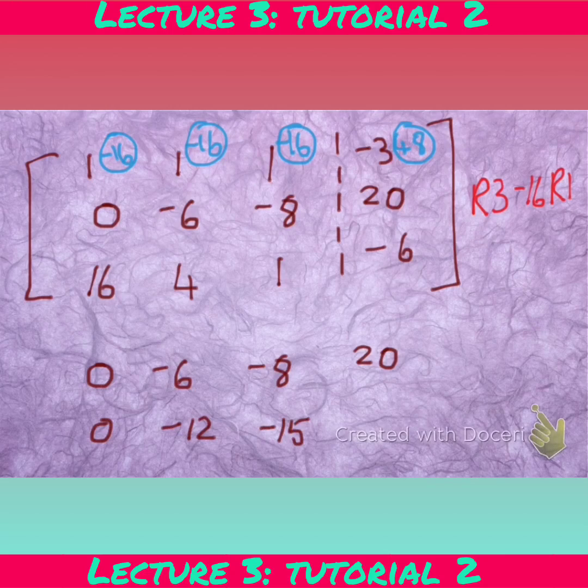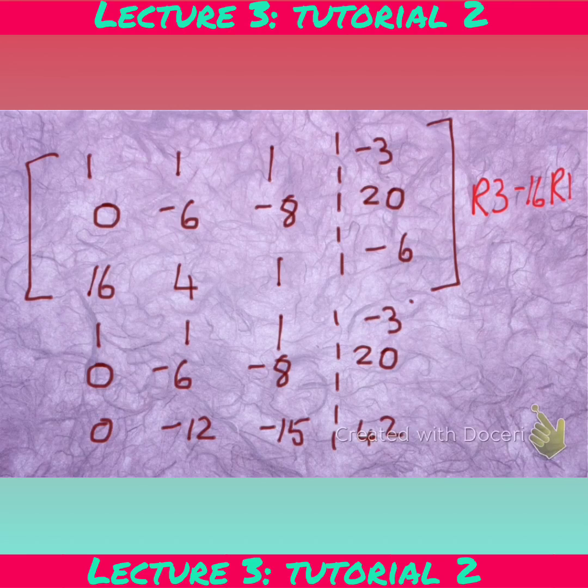4 minus 16, which is minus 12. Minus 16 plus 1, which is minus 15. And 48 minus 6, which is 42. And then again, the first row is going to stay the same from the previous matrix. Okay, so that is my new matrix that I have to take a little bit further.